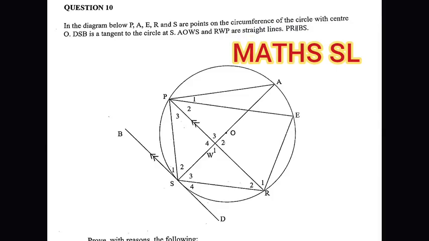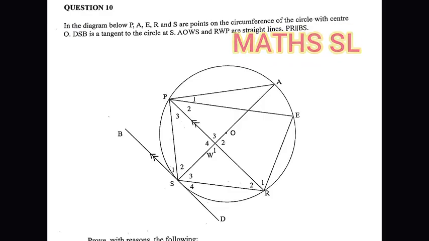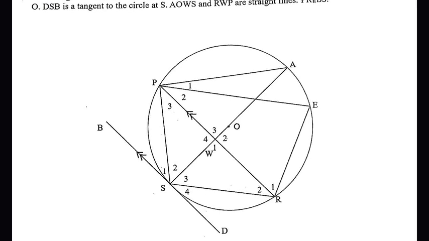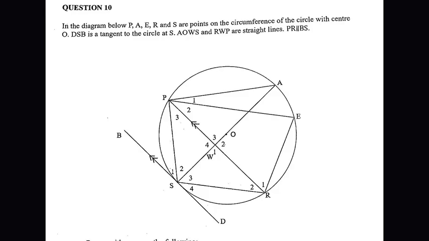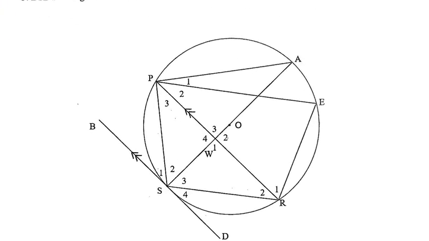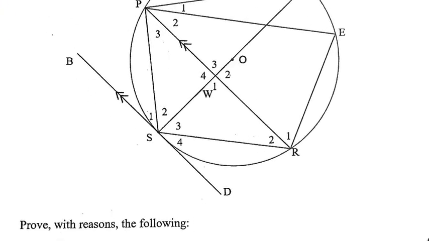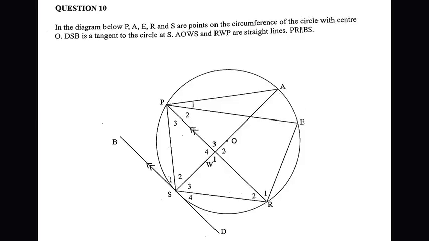I'm speaking Thaqib Latif. This is the last question, question number 10. The question says in the diagram below, P, A, E, R, and S are points on the circumference of the circle with center O. DSP is a tangent to the circle at S. AOWS and RWP are straight lines.